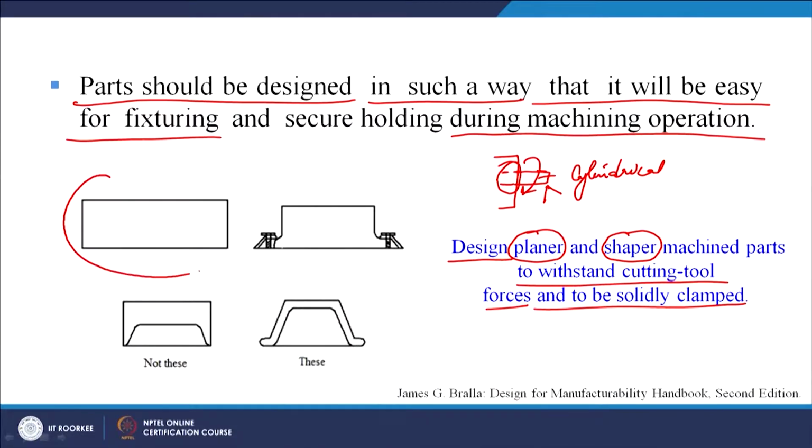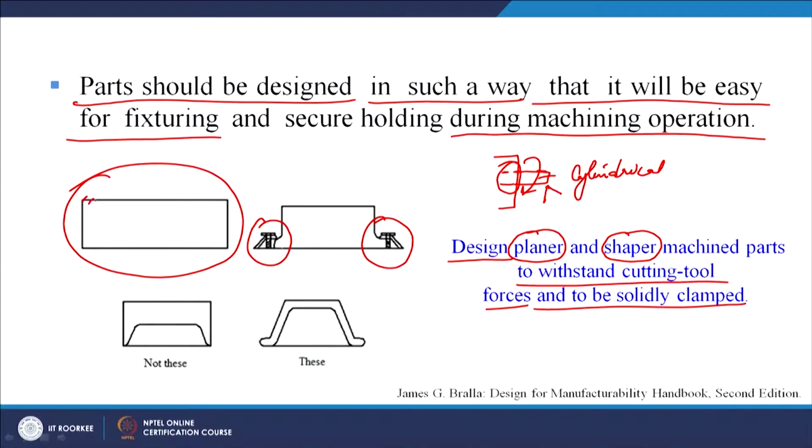How can that be done? This is not a very good design. It will be difficult to clamp, but if we modify the design slightly and provide two clamping surfaces here, it will become easy to clamp. And suppose this is a surface that we want to machine.